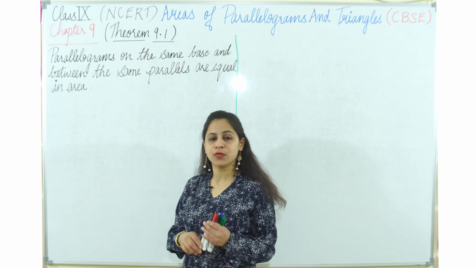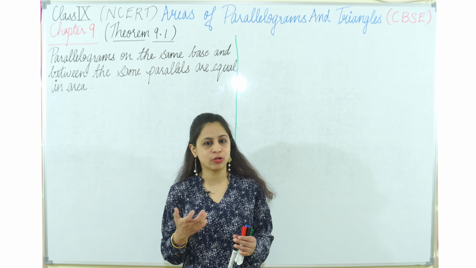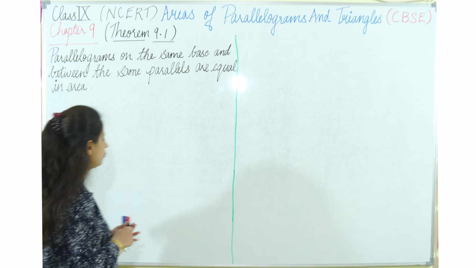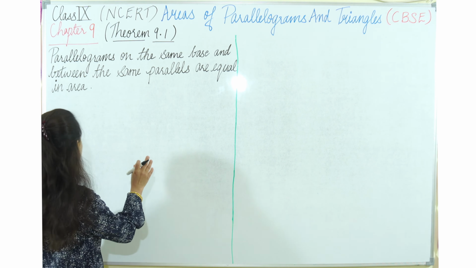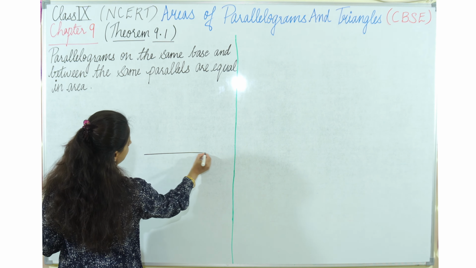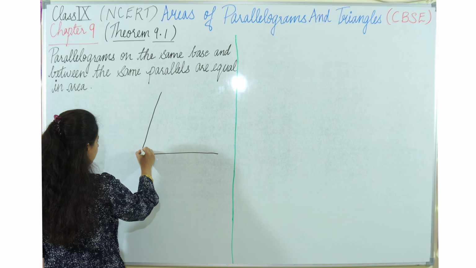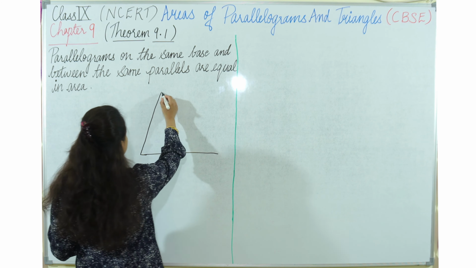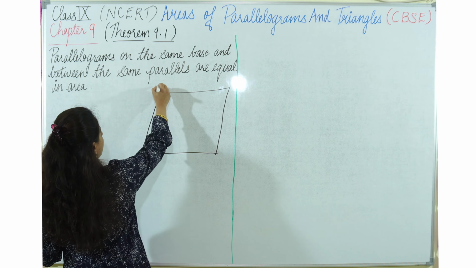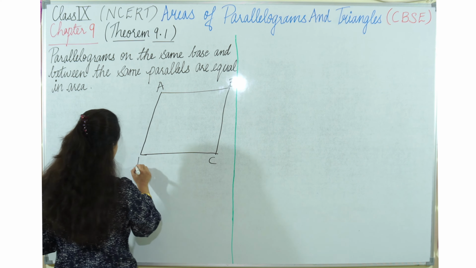Okay. So let us first of all draw the figure and then try to understand what we have to actually prove and then start with our proof. Let us draw the parallelograms. We will be drawing two parallelograms standing on the same base. So let us say our base is this. One parallelogram is this. Okay, so it is ABCD.